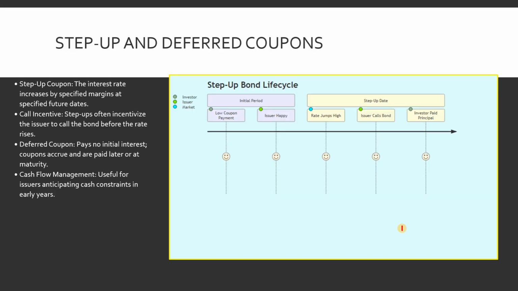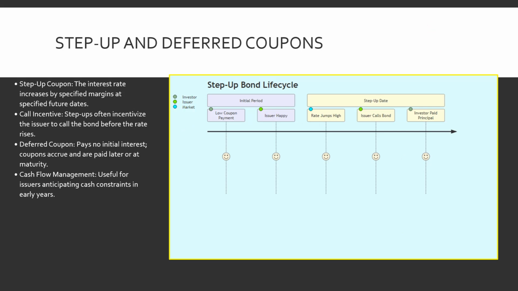A step up coupon bond starts with a lower rate that increases, or steps up, at specific future dates. This protects investors from holding a low yield bond forever. Often issuers will call or pay off the bond just before the step up to avoid paying the higher rate. A deferred coupon bond, sometimes called a split coupon bond, pays no interest for the first few years. The interest accrues and is paid later. This is useful for issuers who need to save cash immediately, perhaps to fund a project, but can afford to pay more later. So this is also shown in the diagram.